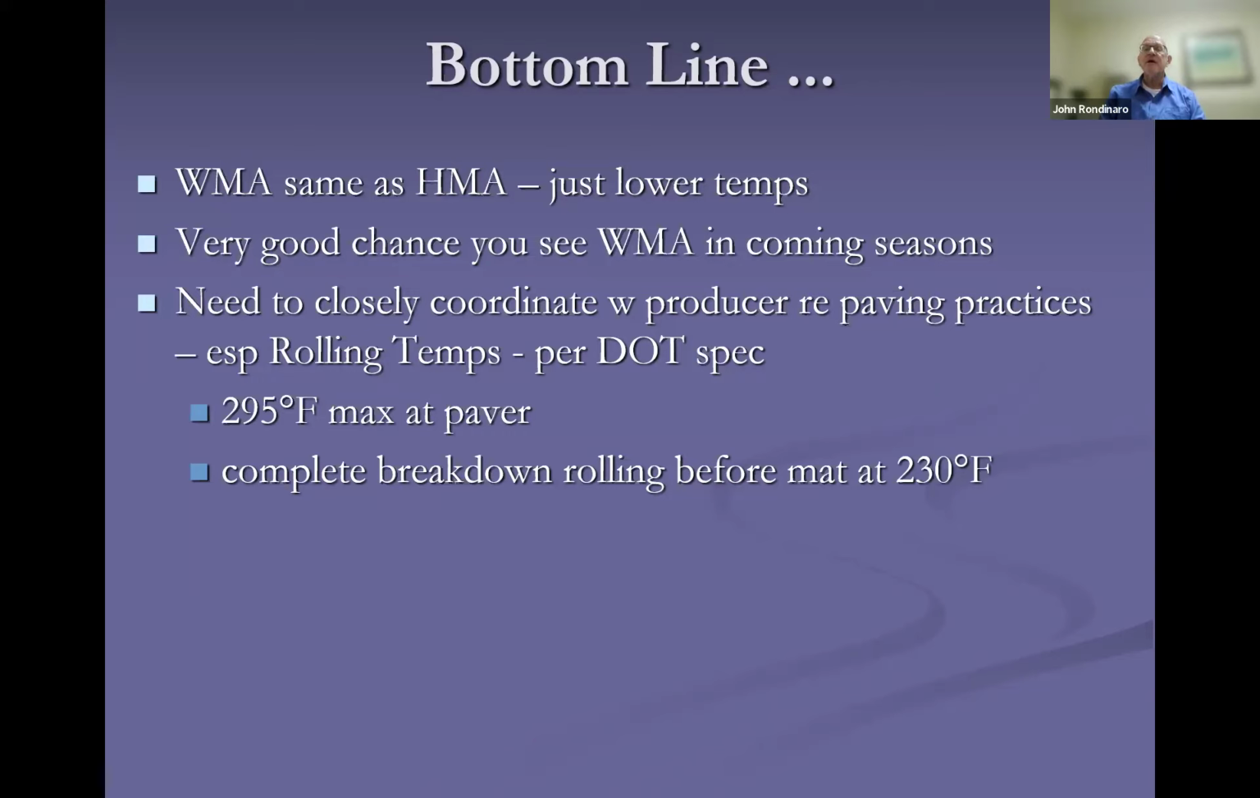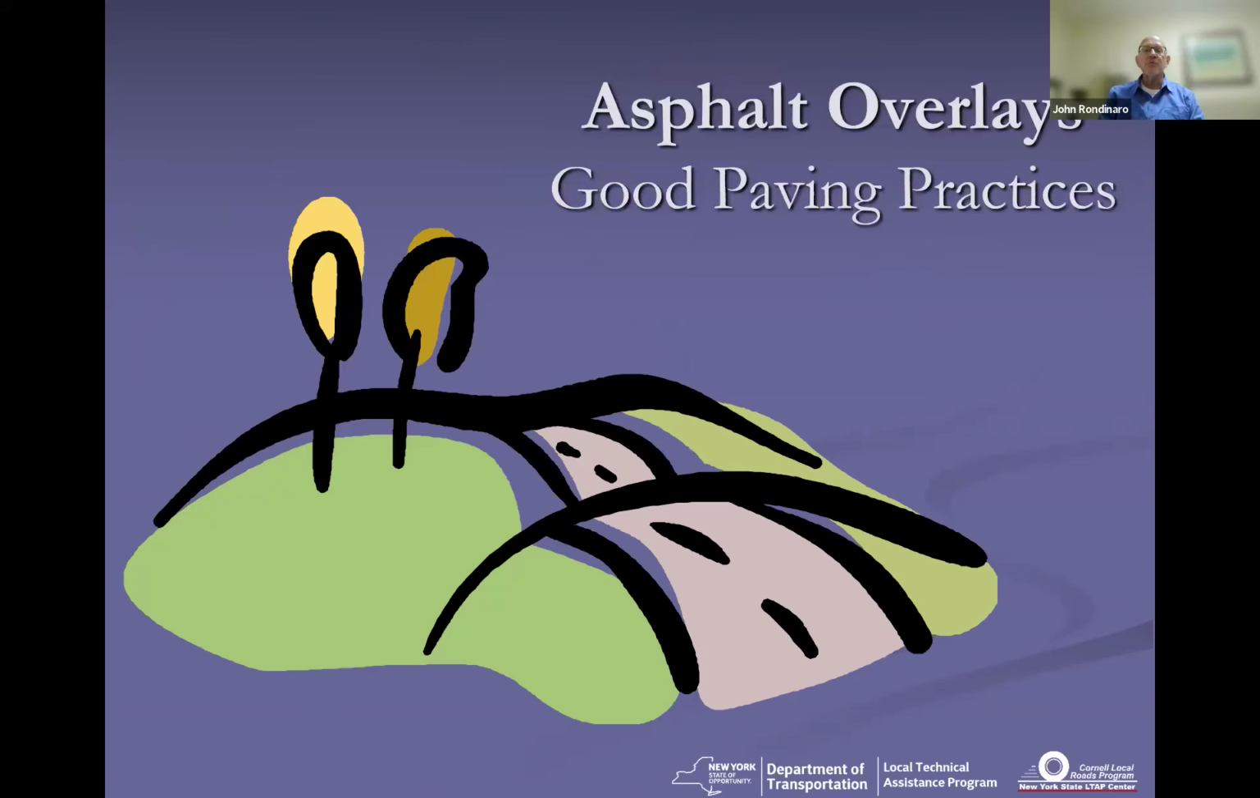And the key here is you've got to complete your breakdown rolling on that mat before that mat hits 230, because the one characteristic that's not so forgiving is the fact that if you hit 230, that warm mix locks right up, and you can't compact it anymore. So you can start out at a lower temperature, but you've got to be able to get your breakdown rolling completed before 230. So let's talk about some good practices in terms of our asphalt overlays.